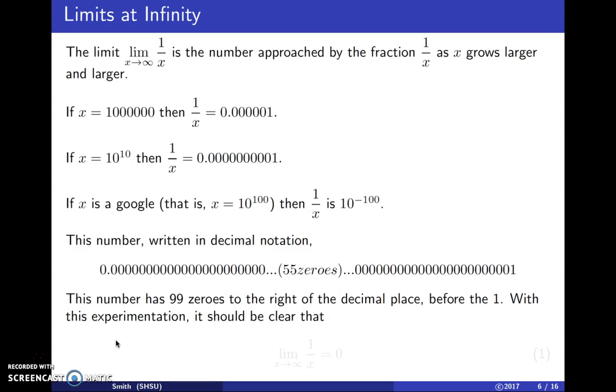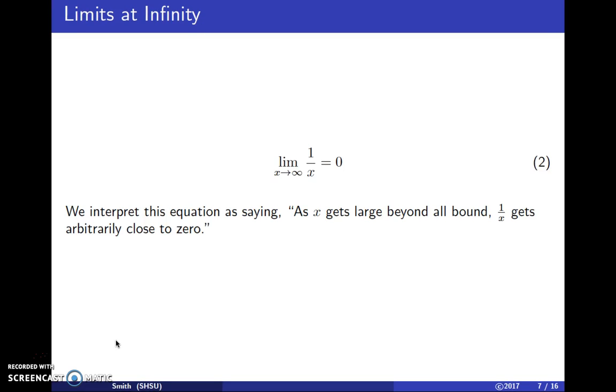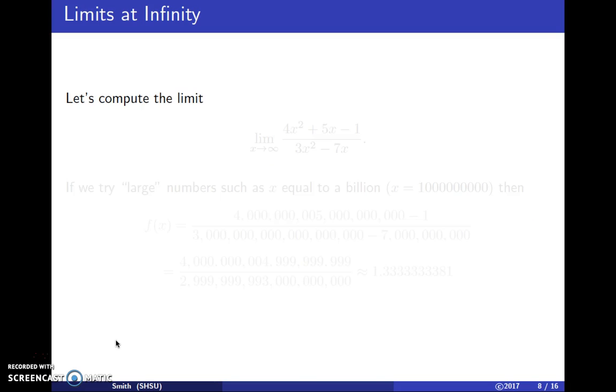With this experimentation, it should be clear that as x grows beyond bound, 1 over x shrinks to 0, so the limit is 0. Again, the limit of 1 over x as x goes to infinity is 0. We need this fact in some later computations. We interpret this equation as saying as x gets large beyond all bound, 1 over x gets close to 0. Or I can get 1 over x as close to 0 as I wish by letting x get arbitrarily large.